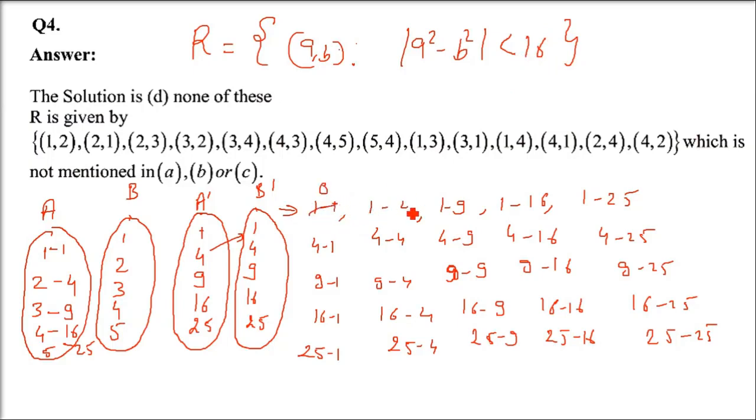1 minus 1, 0. Less than 16. 1 minus 4, minus 3, so it is minus 3, it is not 4. I have just miswritten. 1 minus 9, minus 8, so it will be positive 8. 1 minus 16, minus 15, positive 15. 1 minus 25, positive 24. Okay, so which all is less than 16? 0, 3, 8, 15. 24 is not there.